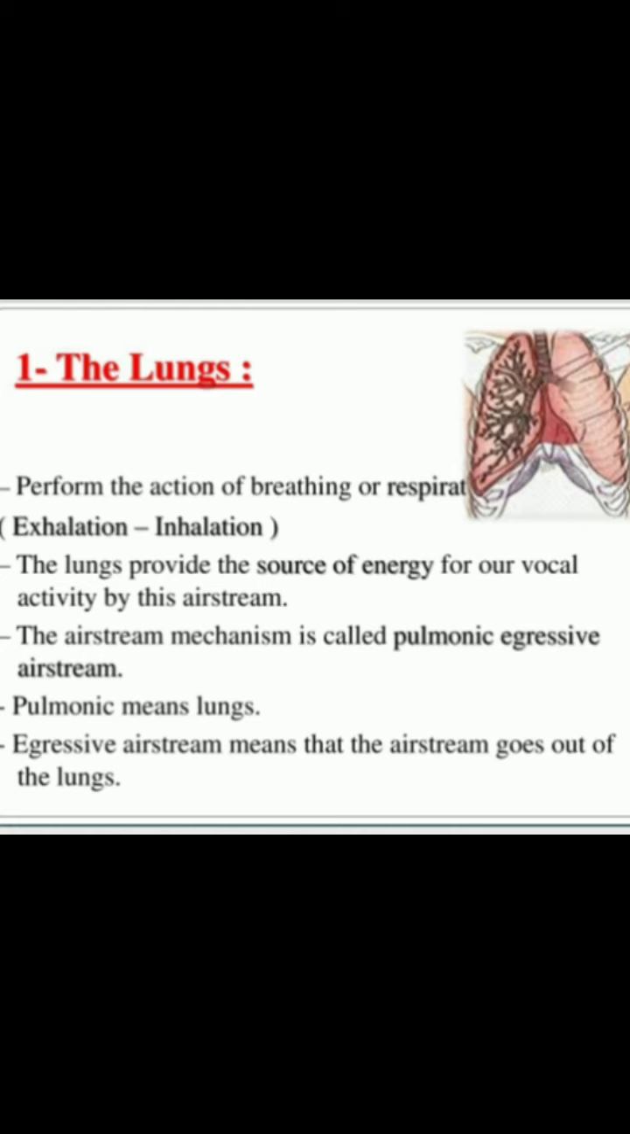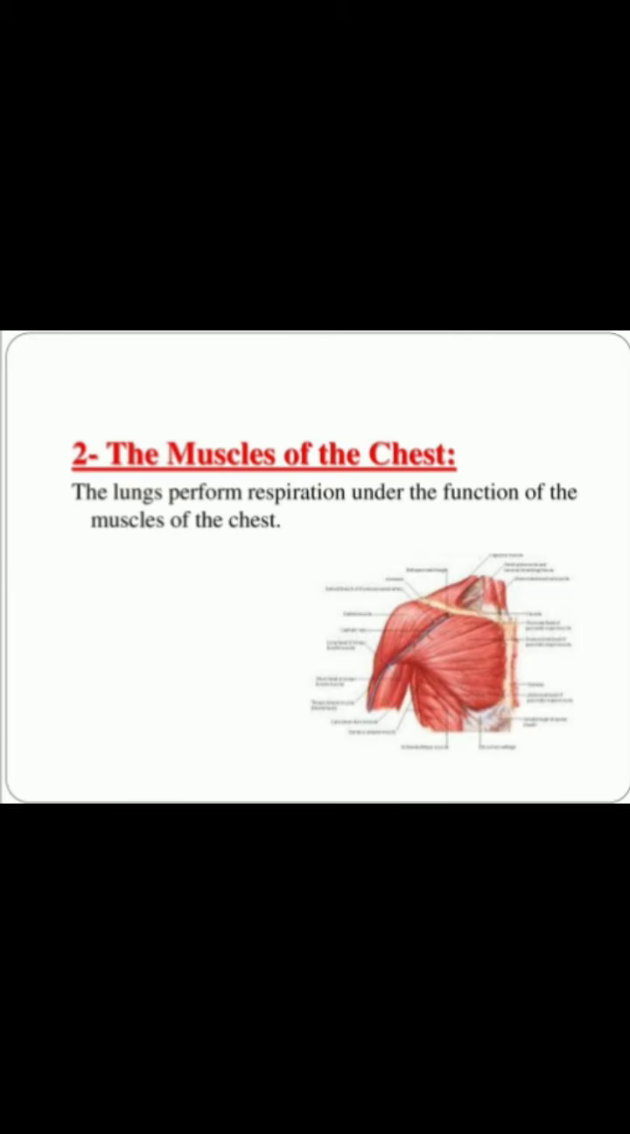And number two, the muscles of the chest: the lungs perform respiration under the function of the muscles of the chest. It consists of three muscles, which are number one, pectoralis major, number two, pectoralis minor, and number three, the serratus anterior. And number three, the windpipe or trachea. So the air passes through the windpipe.